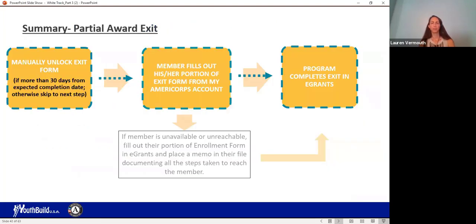And then a final look at this flow chart. Anyone who's exiting with a partial award, I think this is most likely what that's going to look like. You're going to manually unlock the form in eGrants. The member will go into My AmeriCorps and fill out their portion. And if someone's leaving with an award, they really should be filling out that portion in My AmeriCorps themselves. And then you're going to, of course, go in, enter their number of hours, and complete the exit.